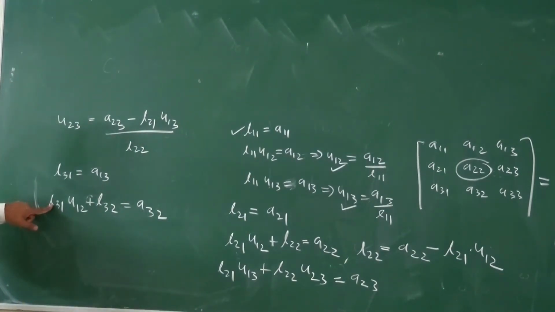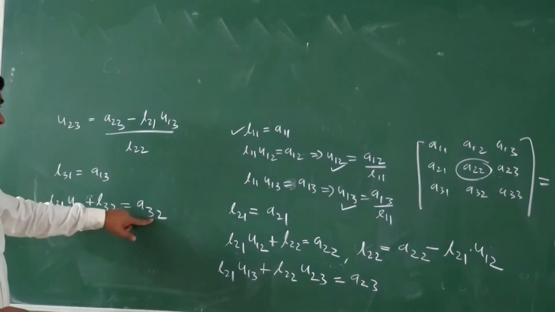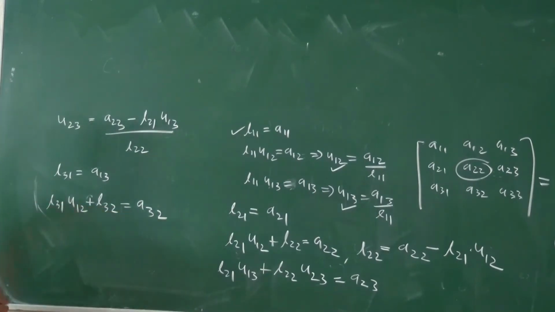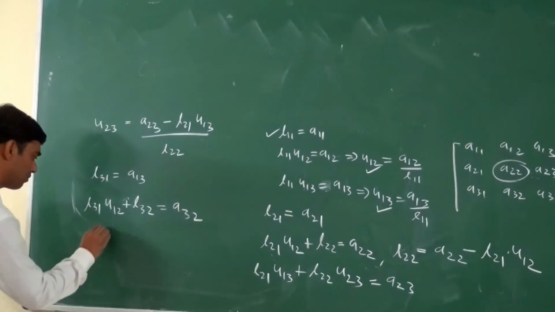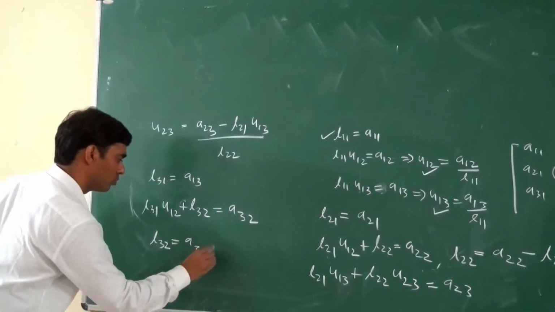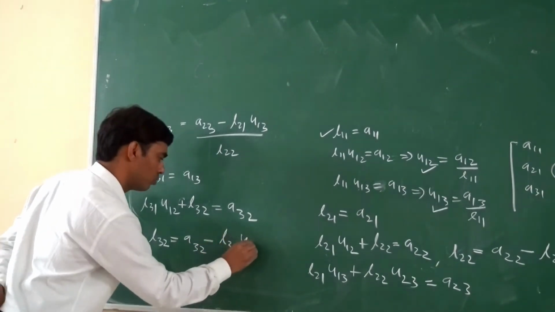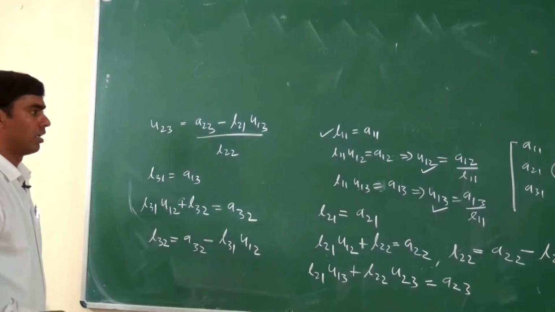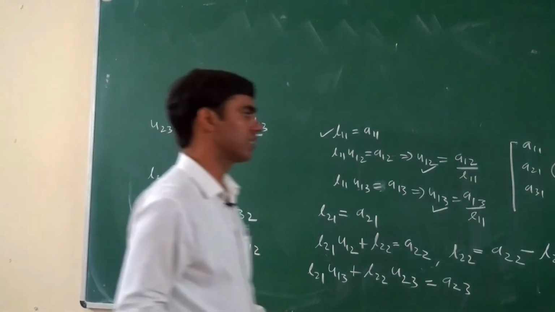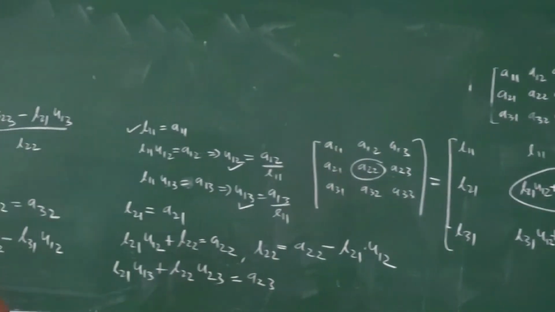We already calculated the value of L31, we already calculated the value of U12, and we have the value of A32. So the unknown value is L32. With the help of this we find L32 equals A32 minus L31 U12. And similarly, we compare the last term.